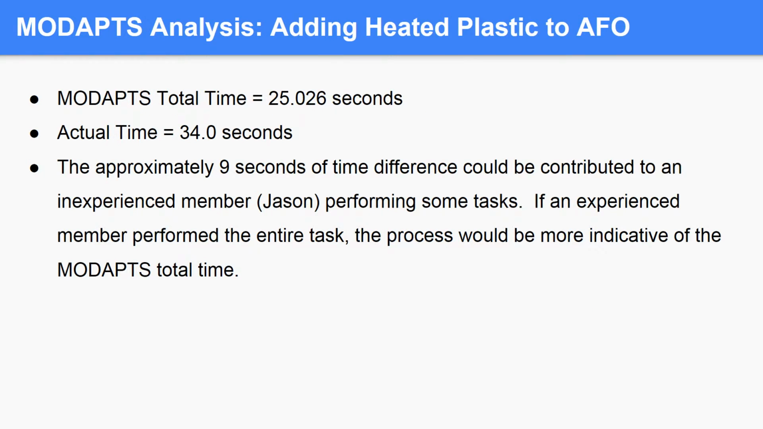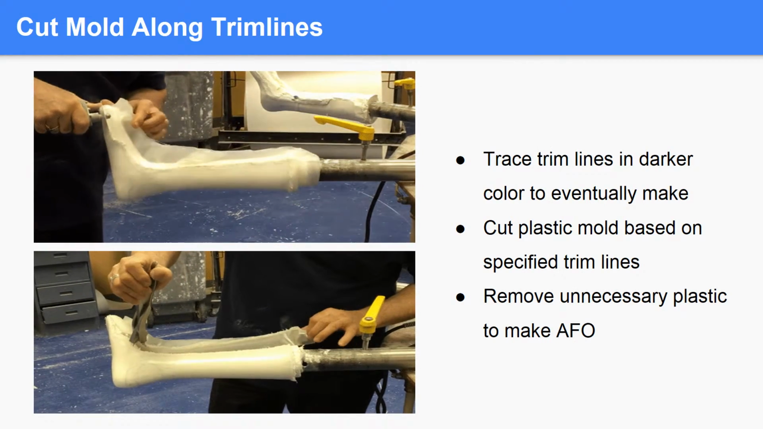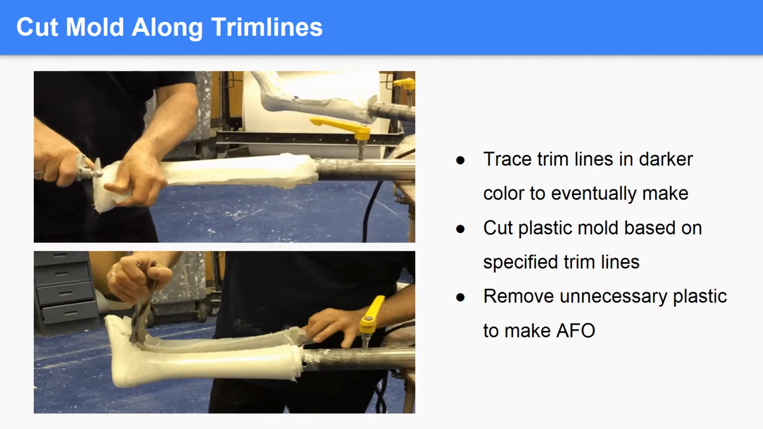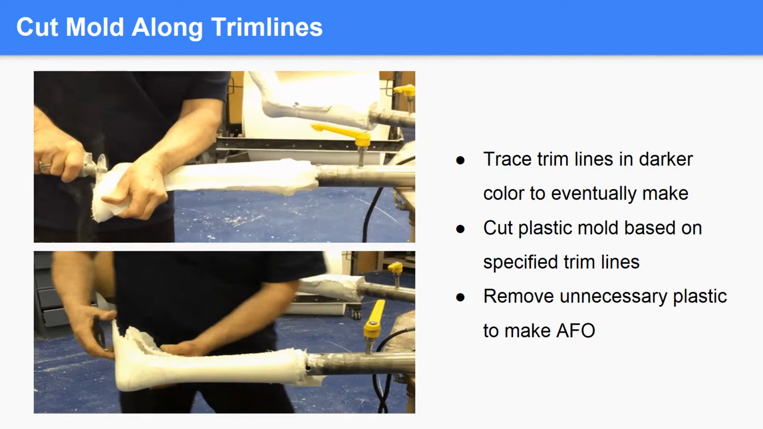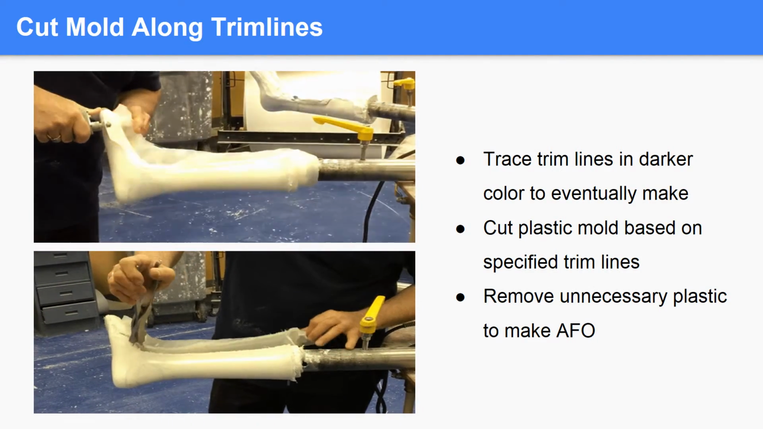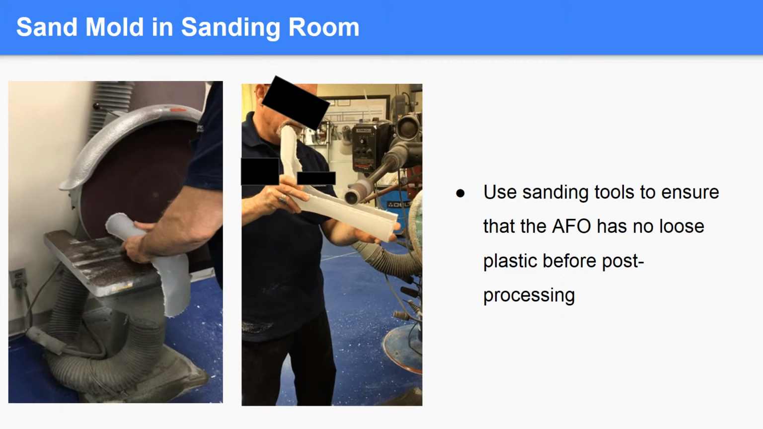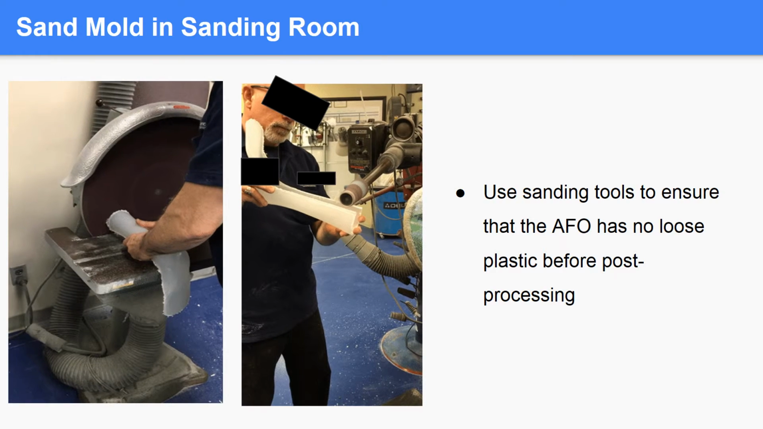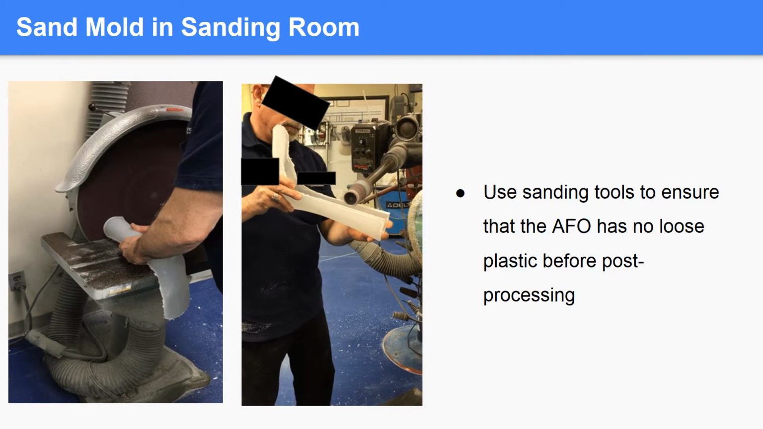In conclusion, it took me 9 more seconds than MODAPS predicted for me to place the heated plastic on the AFO, and this could entirely be because it was my first time performing this task and I had some assistance from the technician. Processing stage, where the technician would then trace the trim lines in a darker color and then cut the plastic based on the specified trim lines and remove any unnecessary plastic to make the plastic AFO. Lastly, the technician would use the sanding tools in order to ensure there was no loose plastic sticking out in order to ensure a comfortable fit on the patient.